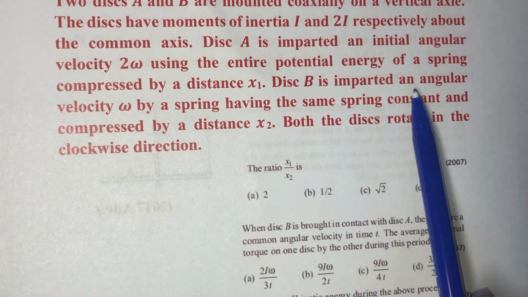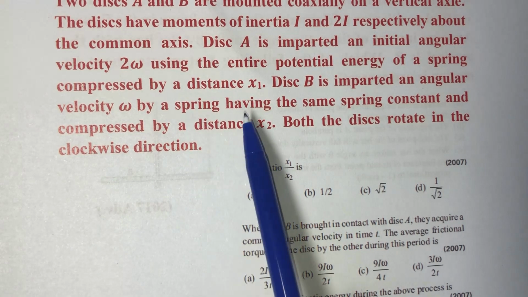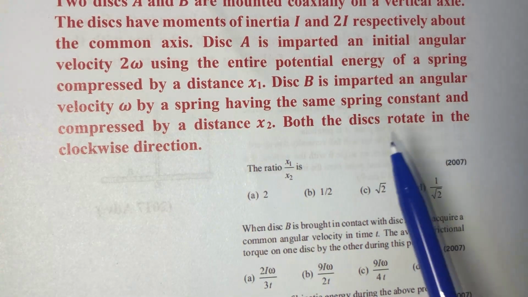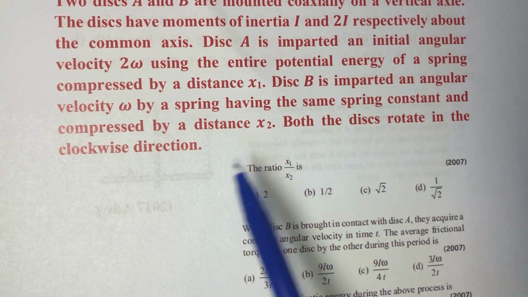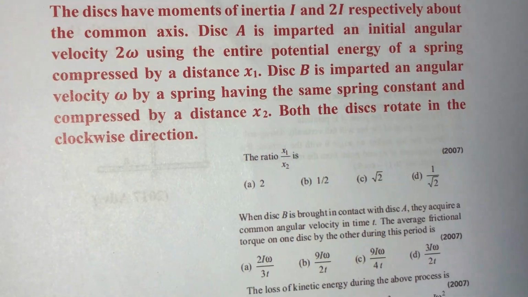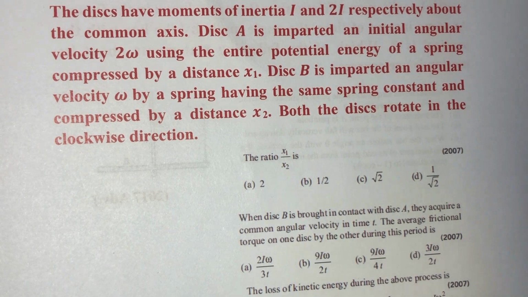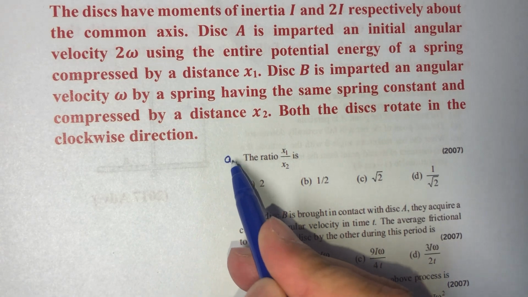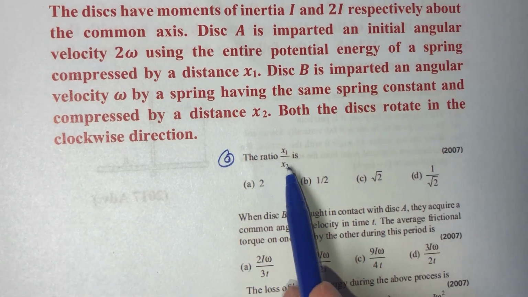Disk B is imparted an angular velocity omega by a spring having the same spring constant and compressed by a distance x2. Both disks rotate in clockwise direction. So here we are supposed to find out these three things. First is the ratio of x1 and x2.